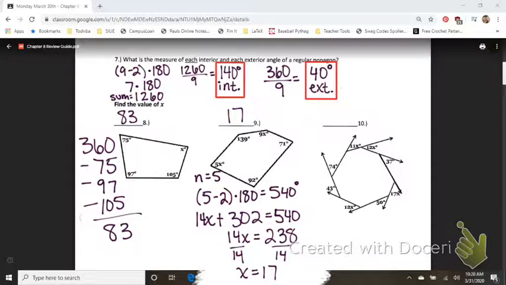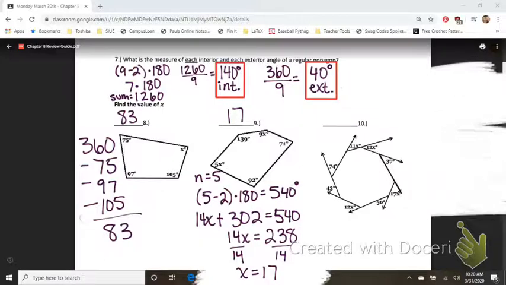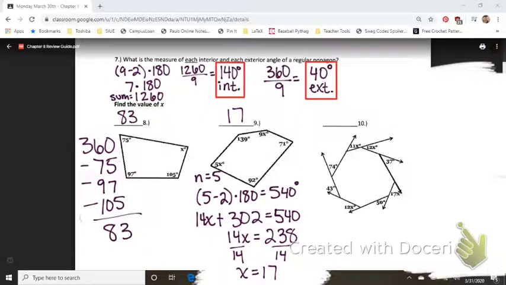All right, number 10 is a little bit different. This time the angles are on the outside. Let me make a little space over here where I can show some work. If the angles are on the outside, then we know that the sum of them would be 360. So I don't even care how many angles there are. I just know that they're going to add up to equal 360.